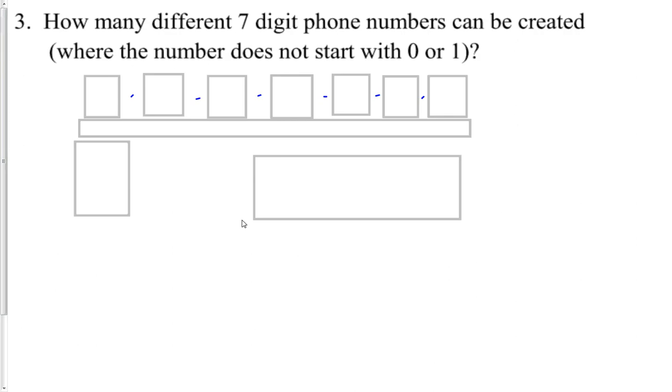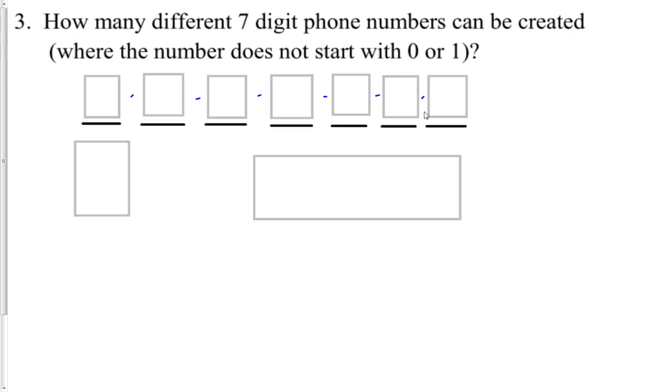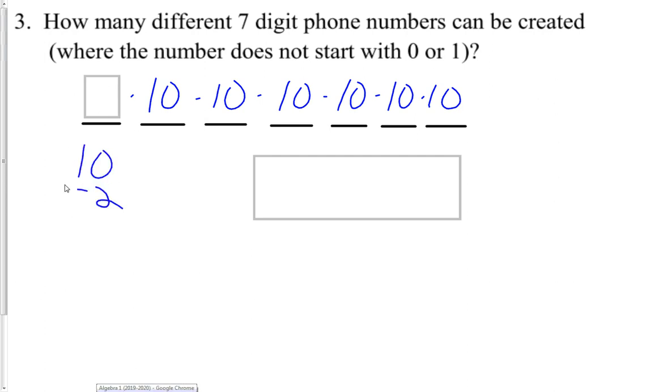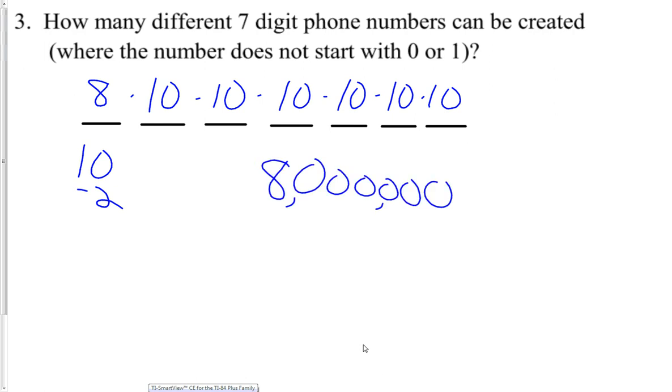Next, how many different 7-digit phone numbers can be created where the number does not start with 0 or 1? So we've got 7 positions. Digits generally mean there's 10 numbers. 0, 1, 2, 3, 4, 5, 6, 7, 8, 9 is 10, right? 0 counts as well. But for the first digit, we can't start with 0 or 1. So we have 10 digits, subtract 2 for 0 and 1 to get 8. Doing that multiplication, we're going to have 6 zeros with the 8 in front, so 8 million is our answer.